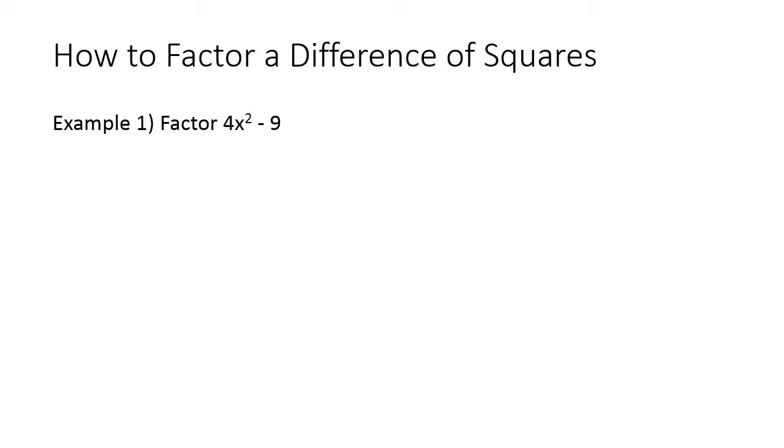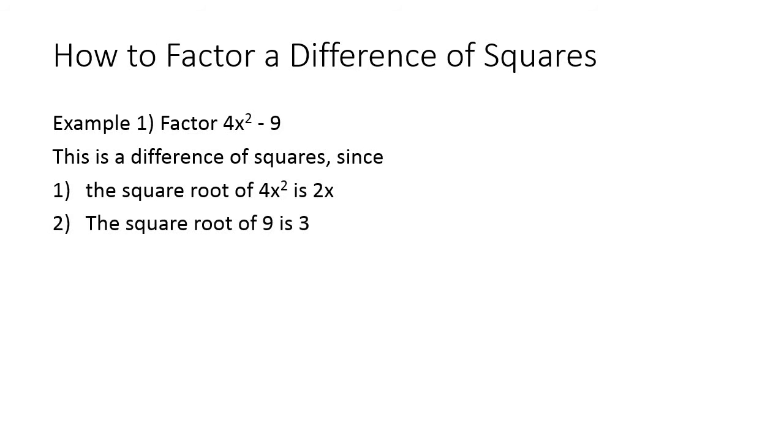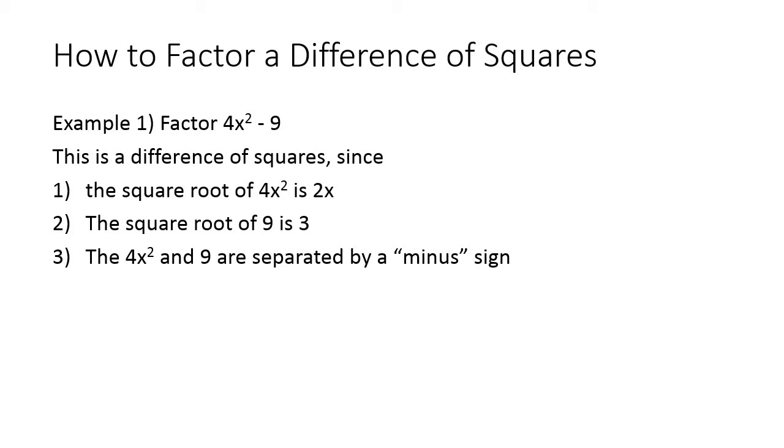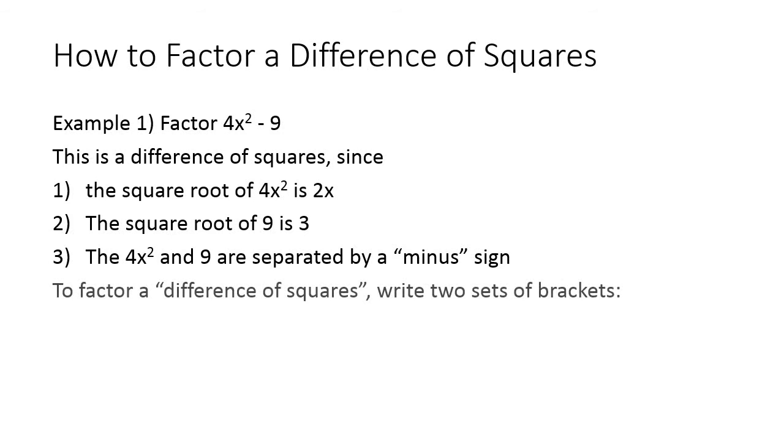Example 1. Factor 4x squared minus 9. So you'll see that 4x squared has a square root of 2x. 9 has a square root of 3. And both of these terms are separated by a minus sign. To factor a difference of squares, write two sets of brackets. First, write the square root of the first number, so 2x, in the first position in each of those two brackets. Then, write the square root of the second number, of the 9, so 3, in the second spot in the brackets. And then, add a plus and a minus sign.